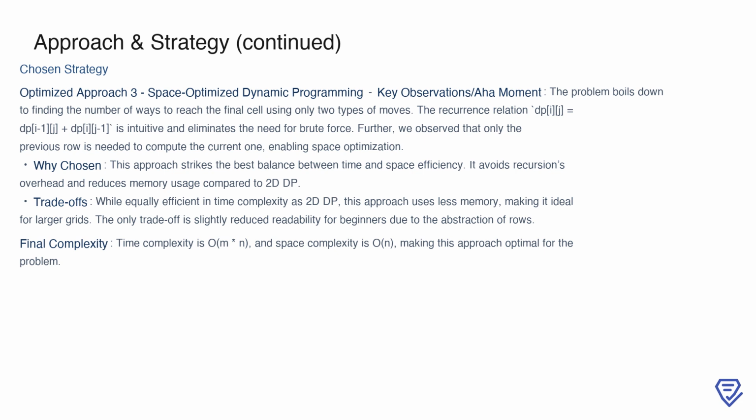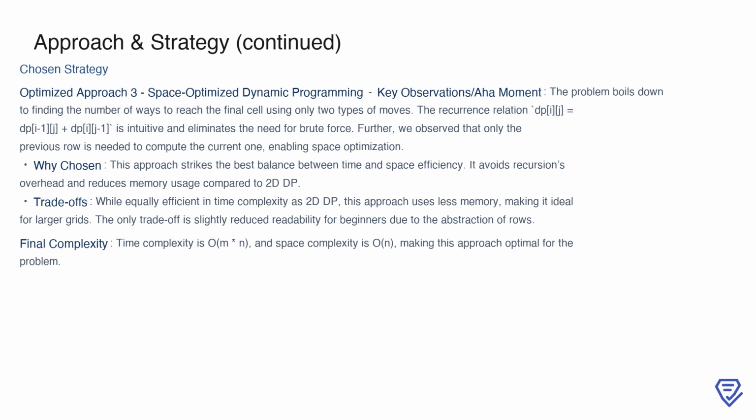The key insight here is that the problem can be reduced to computing the number of unique paths using only two types of moves, down and right, and the recurrence relation dp[i][j] equals dp[i-1][j] plus dp[i][j-1] captures this beautifully. By realizing that only the previous row is needed to compute the current one, we eliminate the need for a full 2D table and use a single 1D array instead.